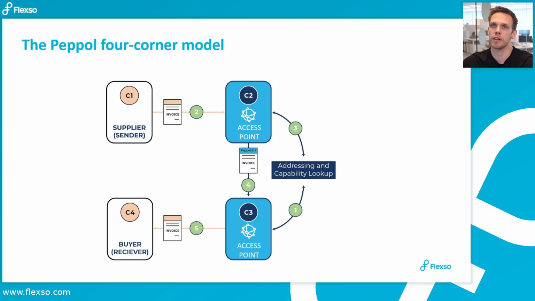Peppol uses its own created four-corner model. So they work with access points. So what is an access point? An access point is a third-party organization that makes a business available to connect to the Peppol network. So for example, the sender, so the supplier, sends their invoice to their access point, and the access point will put this invoice on the Peppol network, and the buyer, so the receiver, sees that there is an invoice ready for them to take into the system, so they will pull it out of the Peppol network, and then the cycle is done.